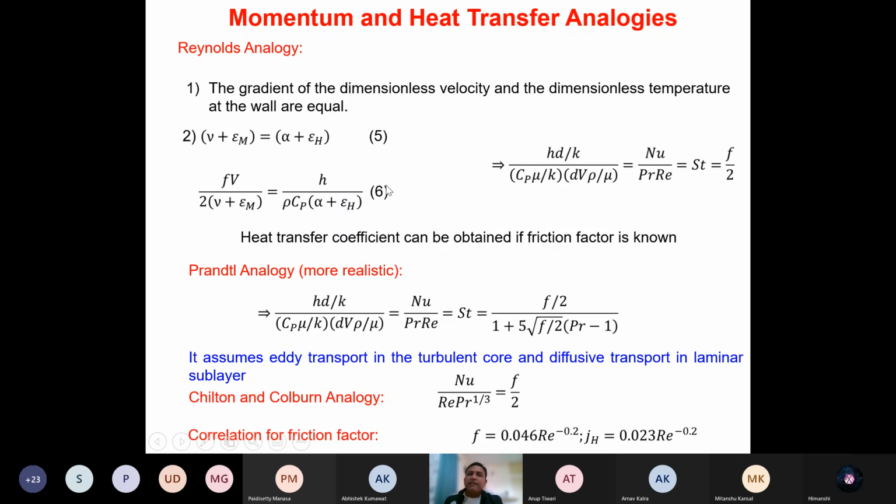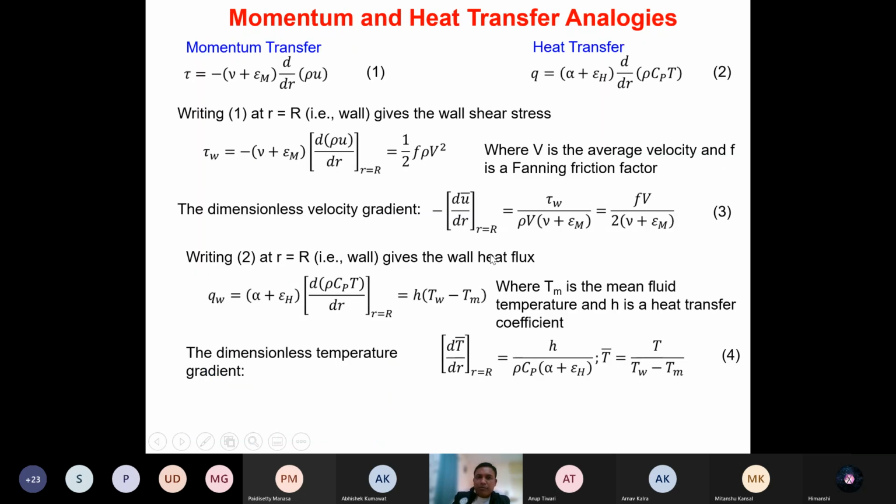But then we said that the Reynolds analogy has some problem, because it is assuming a parabolic velocity profile across the cross section of the pipe, even though the flow is turbulent. That's why we are putting this epsilon m and epsilon h here. But in reality, if you look at the turbulent flow in the core, you will see that the rod-like flow is there.